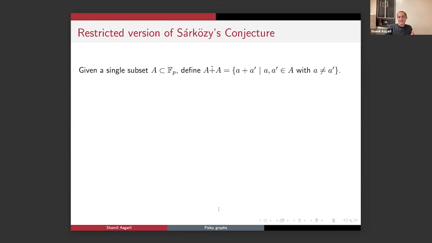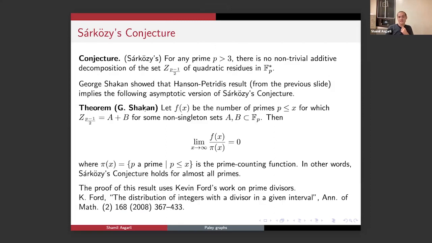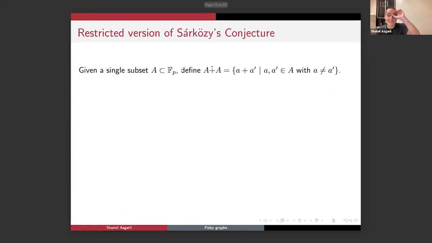There is also an interesting, exciting development in a version of Sárközy's conjecture known as the restricted version. Sárközy's conjecture says that you cannot write the set of quadratic residues as A plus B, where A and B are non-trivial, non-singleton subsets. But what if, instead of A plus B, I ask, can I write it as A restricted sum A, with a plus sign with a hat on it, this restricted sum symbol? That is, I'm adding A and A prime, where A and A prime are different elements of the same set A.